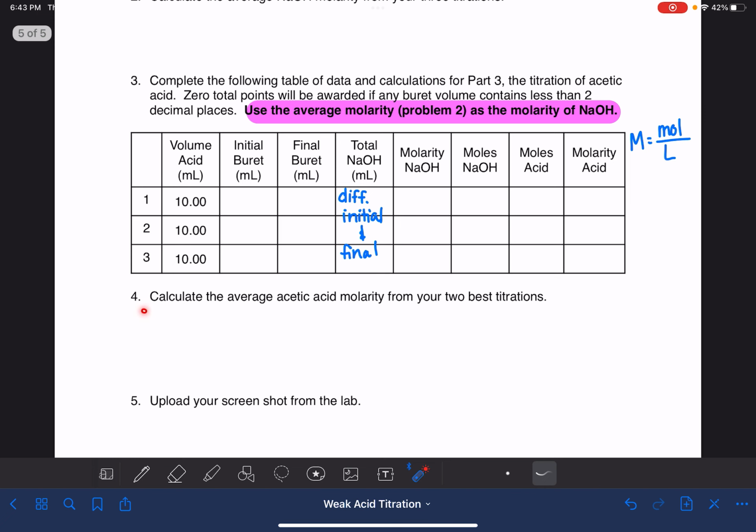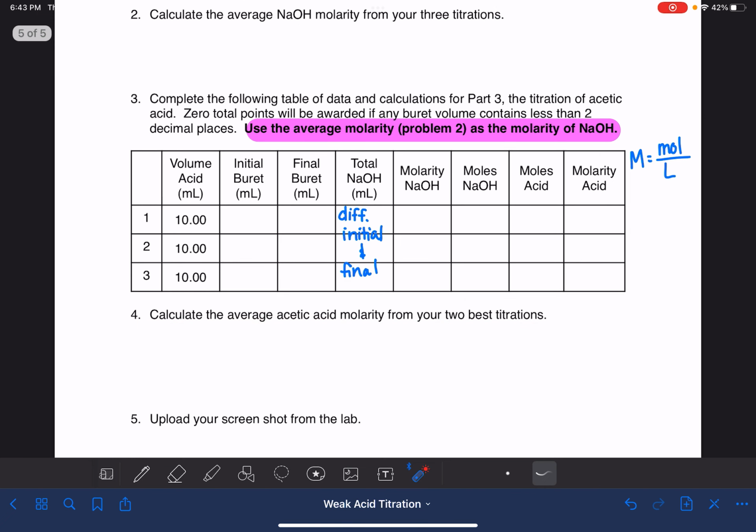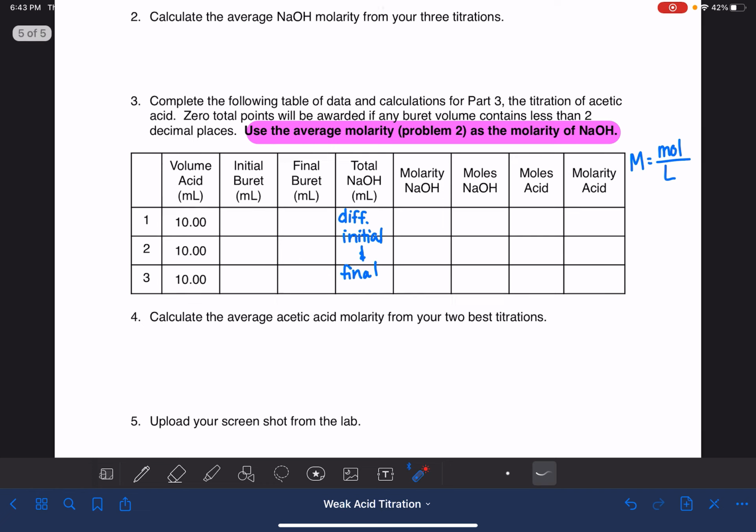And then in question number 4, it's going to ask you to calculate your average molarity. Same type of thing. You might be asked to calculate the molarity for your 2 best titrations. You might be asked to calculate the molarity from all 3 of the titrations. You need to read your instructions carefully and answer whatever question is given to you. So with that, you're either going to take all 3 or you're going to pick the best 2 and calculate the average.